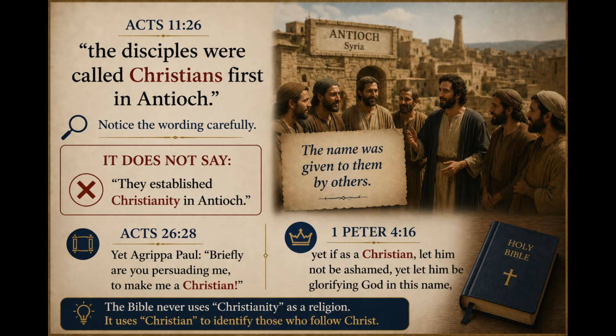The first is Acts 11 verse 26. The text tells us that the disciples were called Christians first in Antioch. Notice the wording carefully. It does not say they established Christianity in Antioch. It says that the disciples were called Christians there. And notice what Luke calls them immediately before giving us the new designation: disciples. The second occurrence is Acts 26 verse 28, where Agrippa uses the term Christian while speaking to Paul. The third is 1 Peter 4 verse 16, where the author speaks about someone suffering as a Christian.